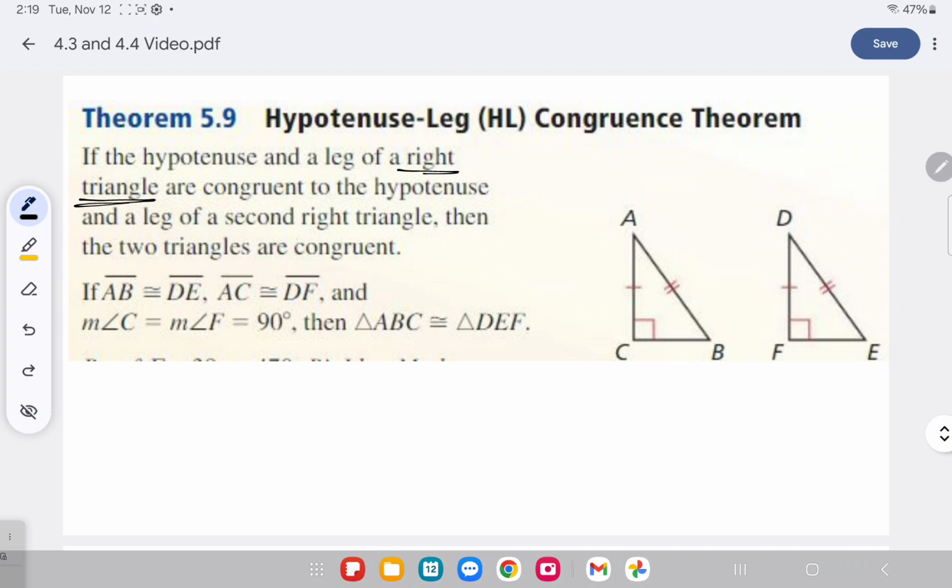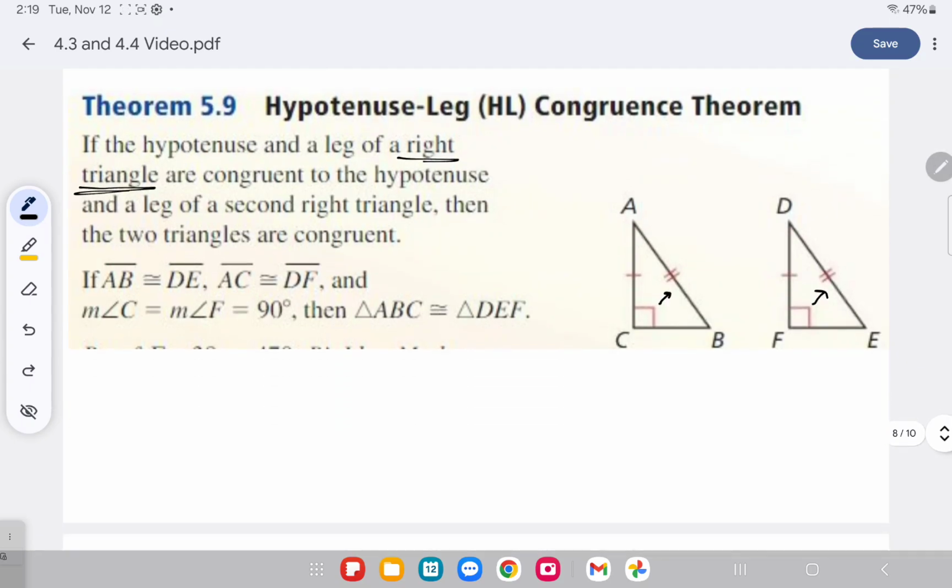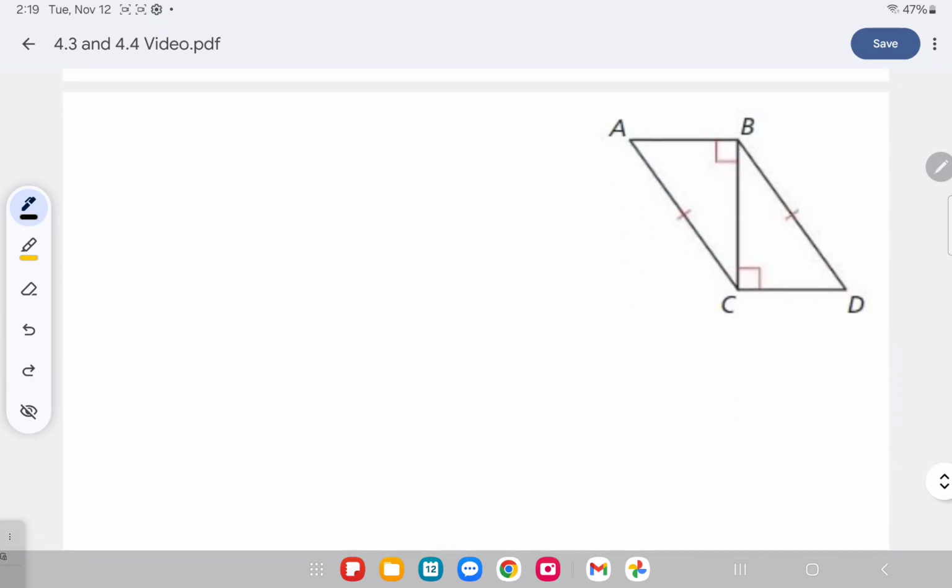hypotenuse-leg. So if you have right triangles and you prove that the hypotenuses of those right triangles are congruent, so again, the hypotenuses are what's across from the right angle, and you can prove that one of the other two legs are congruent, then you can use the hypotenuse-leg congruence theorem. I'll show you an example of what that would look like.